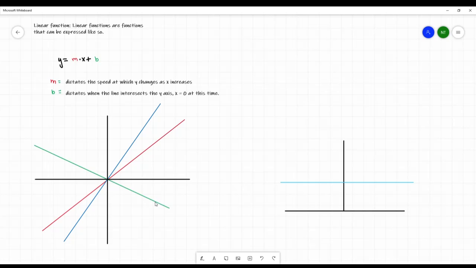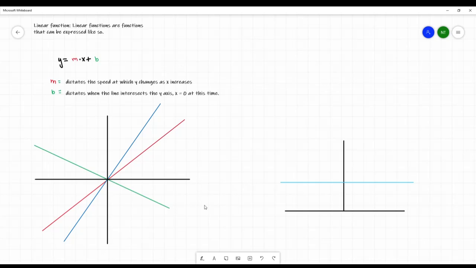Okay, so I'll start with the linear function. A linear function is a function in the form of y is equal to m times x plus b. m dictates the speed at which y changes as x increases. b dictates where the line intersects the y-axis. So x is equal to 0 at that time.